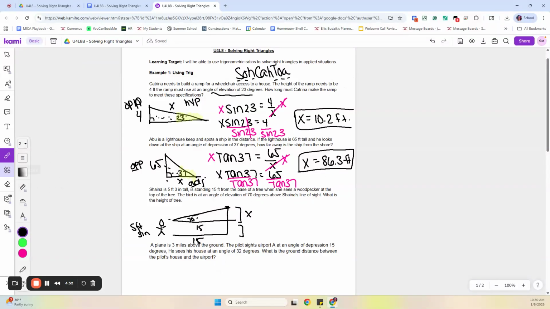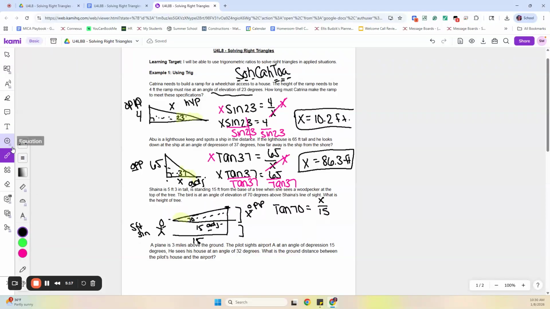So let's go ahead and do that. We got our 70 degrees here, and then opposite of that 70 is going to be my x. This 15 is still my ground, so that's adjacent. So O and A go with tan. We're going to set this up as tan of my degree 70 equals my opposite over my adjacent.